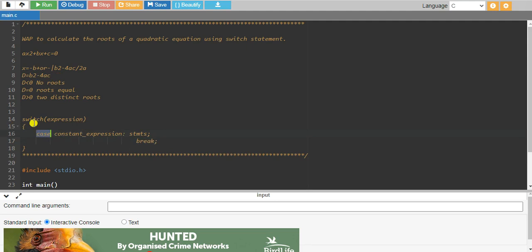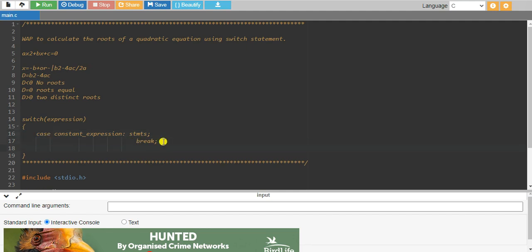Case is a keyword, and switch is also a keyword. Based on the expression we give in the switch, the constant expression of the case will be matched. If the expression matches the constant expression of the case, then it will execute the statements belonging to this case, and after executing, it will break from that case and come out of the switch statement. This is how the switch statement works.